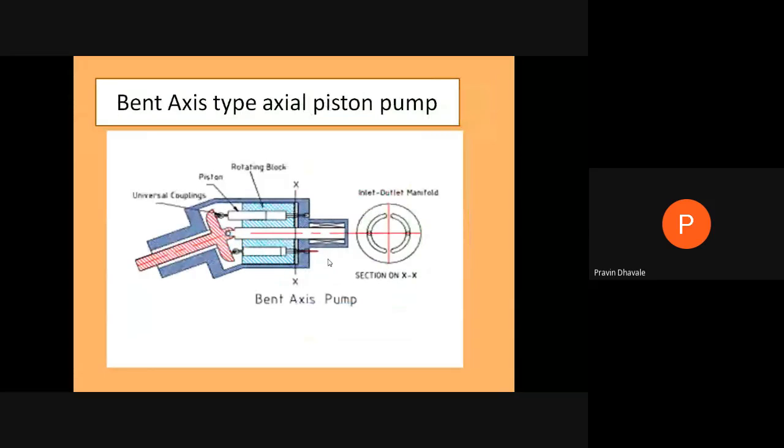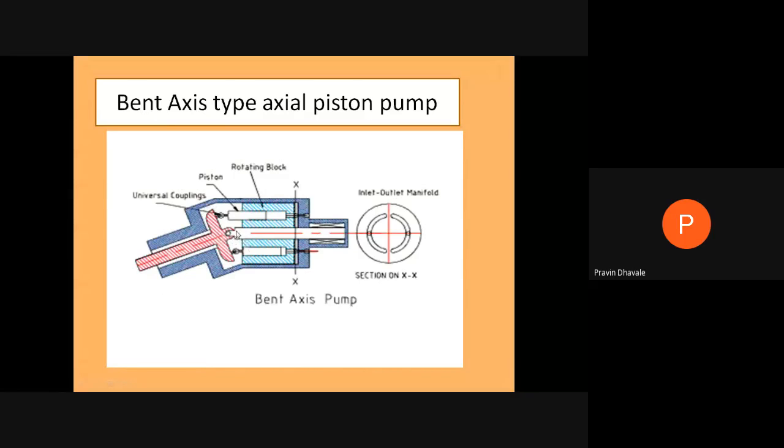Okay. In a bent axis type piston pump, what change have they made? Right? In the bent axis type pump, they are changing. This will be the axis of the pump. This will be the drive shaft, and on that drive shaft, they are providing the flange.